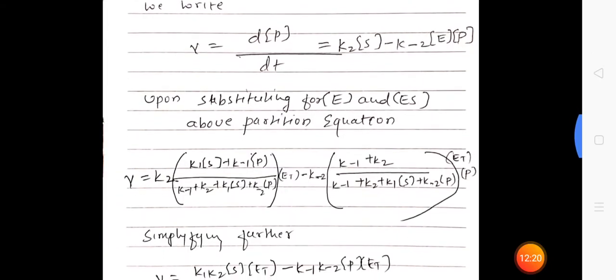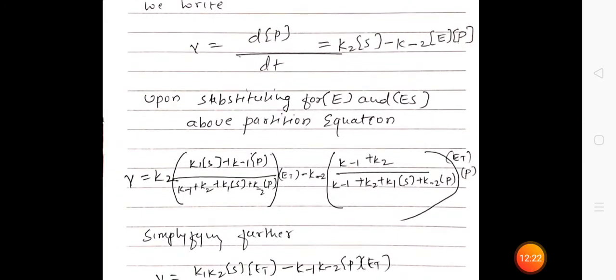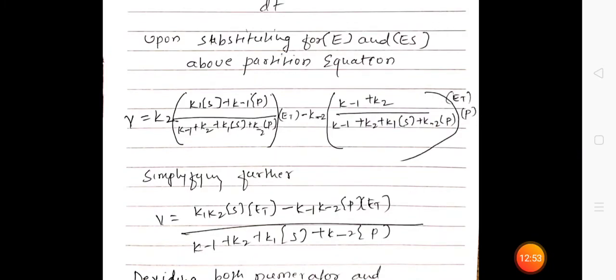Upon substituting this for enzyme and enzyme substrate, using the partition equation, this equation becomes: velocity is equal to k2 into k1 into substrate concentration plus k minus 1 into product divided by k minus 1 plus k2 plus k1 into substrate concentration plus k2 k minus 2 into product concentration, into ET total enzyme concentration, minus k minus 2 into k minus 1 plus k2 divided by k minus 1 plus k2 plus k1 into substrate concentration plus k minus 2 into product concentration, into total enzyme concentration into product concentration.